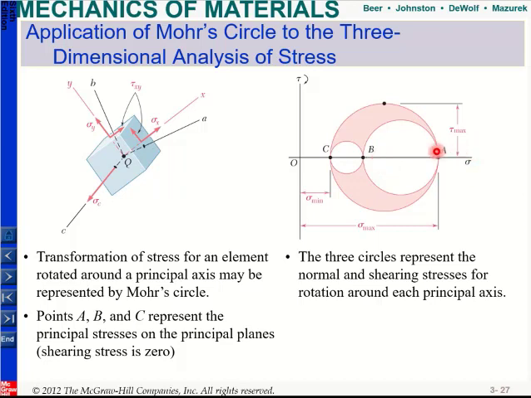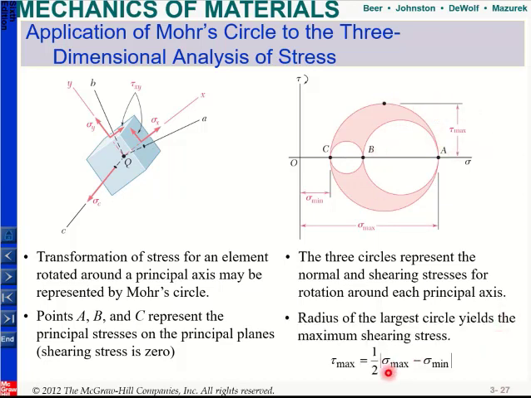Okay, and now if I look at this graph, what I will see is what my maximum shear stress is. It's clear that my A is my maximum normal stress and my C is my minimum normal stress. And this point corresponds to my maximum shear stress. So the definition of my maximum shear stress is equal to 1/2 times sigma max minus sigma min. And this is the absolute maximum.